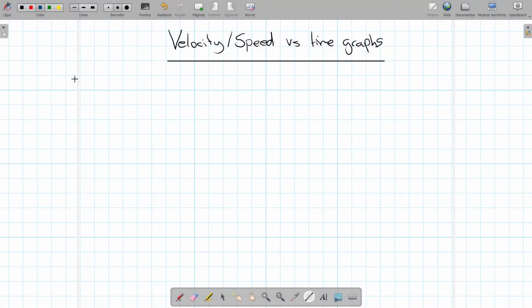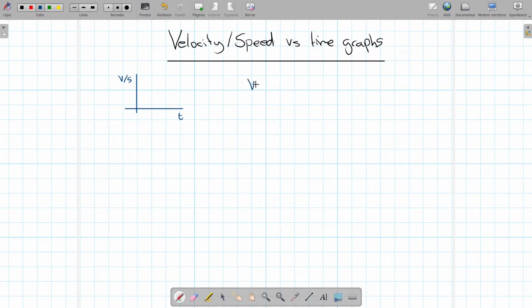Hi, today we're going to talk about the second type of motion graphs, velocity or speed versus time graphs. Well, the first thing is remember when we're talking about velocity or speed versus time, what we're referring to is that time will be on the x-axis and velocity or speed will be on the y-axis. And what's the main difference between velocity and speed?